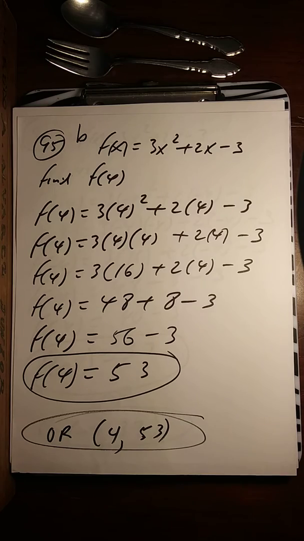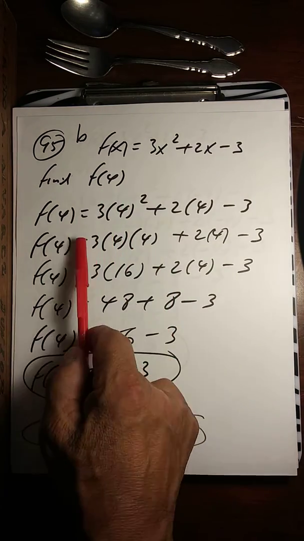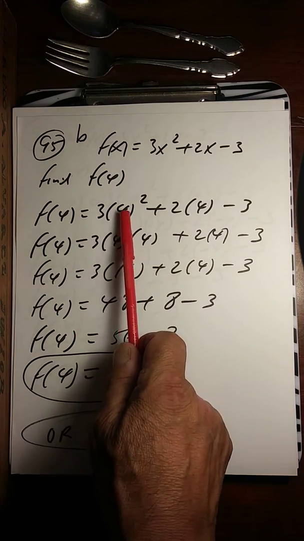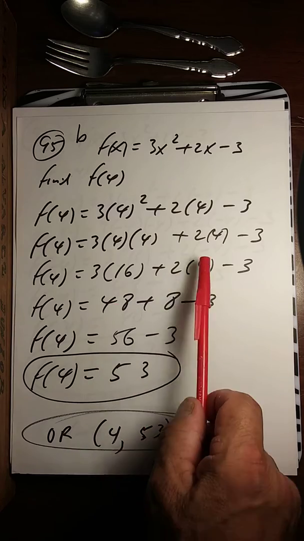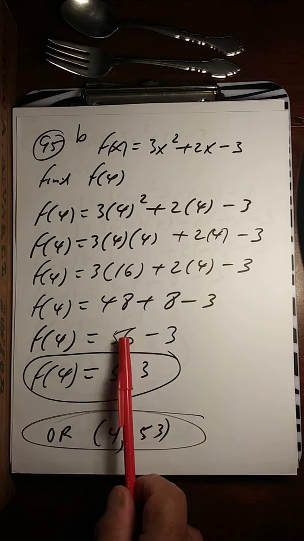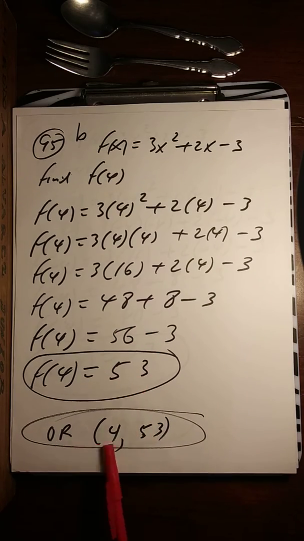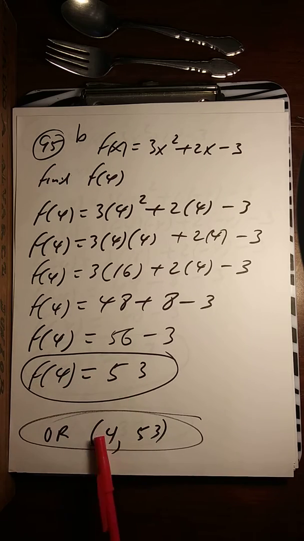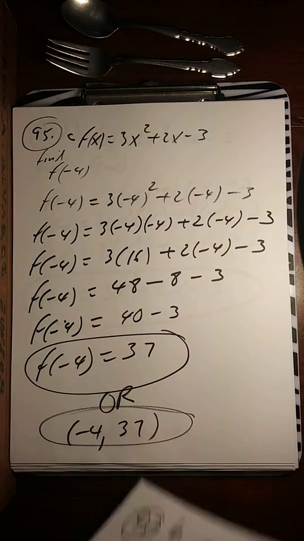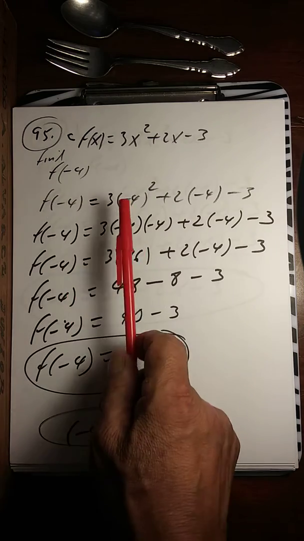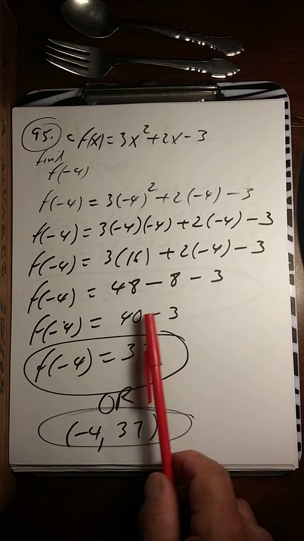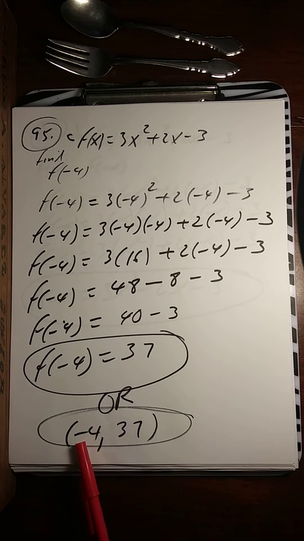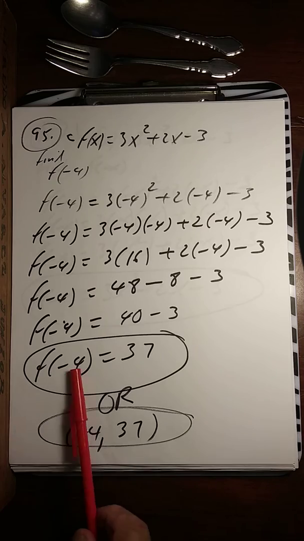Alright, this one. F of 4. 4 squared, 4 times 4 is 16. That's 48, that's 8. So that's 56 minus 3 is 53. So f of 4 is 53, or the point 4, 53. F of negative 4: put negative 4 in there for the x's. Negative 4 squared is 16. That's 48 minus 8. And 40 minus 3 is 37. Or negative 4 comma 37.